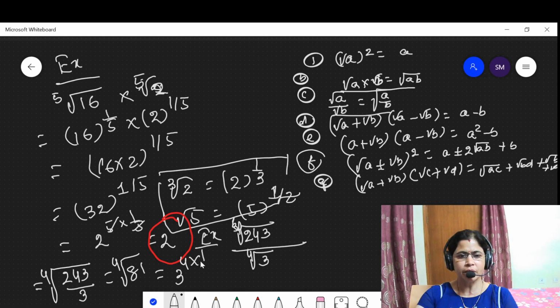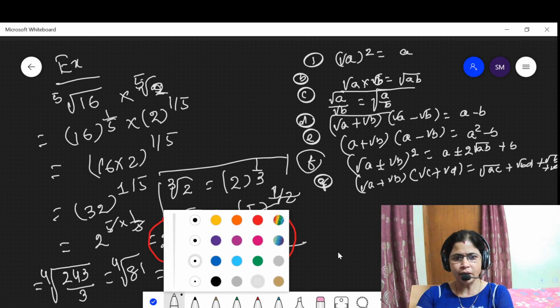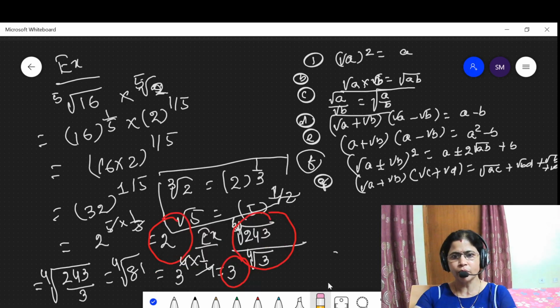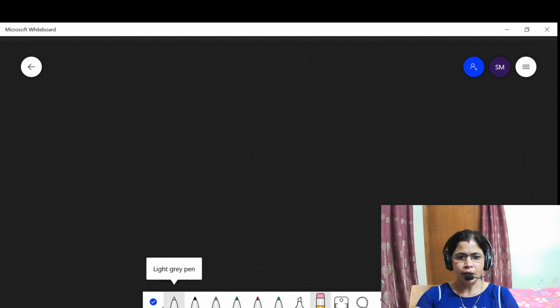Fourth root can be written as 1 upon 4. 4 cancels, which is equal to 3. 3 is the answer of the given question. You have to find this value, and by solving using those identities, you can find this value. Now let us discuss some more questions on the next page.